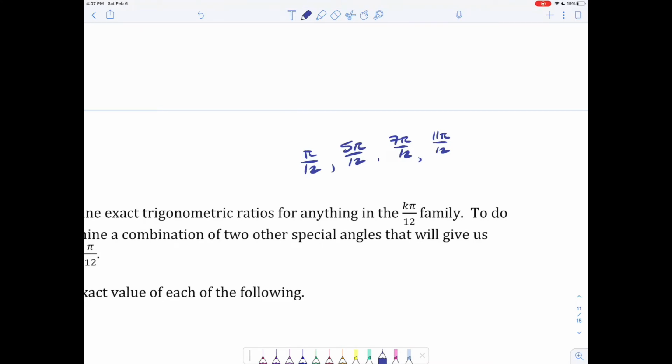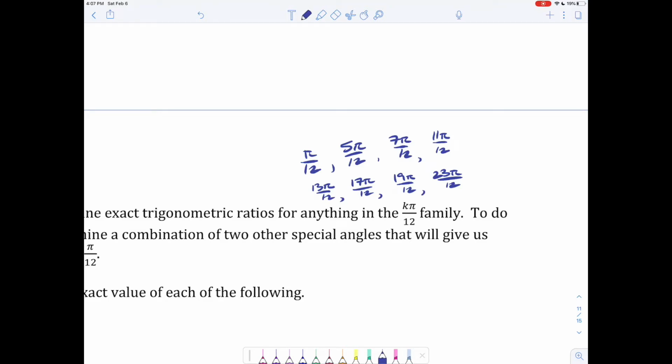So then we've also got 13 pi over 12. 14 pi over 12 will reduce, 15 pi over 12 will reduce, 16 pi over 12 will reduce as a fraction, so 17 pi over 12, 18 pi over 12 reduces, there's 19 pi over 12, 20, 21, and 22 pi over 12 all reduce as fractions, there's 23 pi over 12. So that's all the members of the k pi over 12 family from 0 to 2 pi that don't reduce.